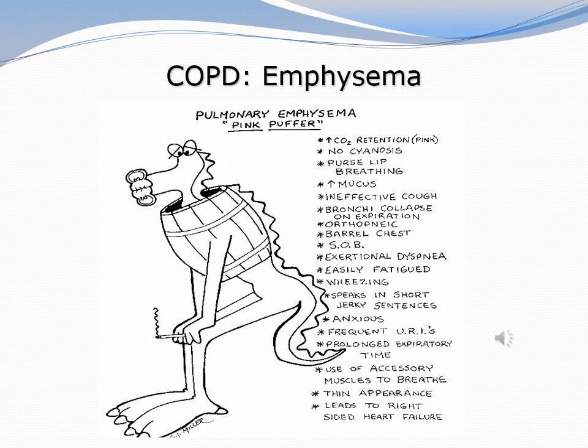As with the blue bloater, we also have a picture for our emphysema patients, and that is the pink puffer. So in these patients, they're going to be a lot thinner. You're going to have increased CO2 retention, which is going to cause them to be pink, which is where you get the pink puffer. They are not cyanotic like they are in chronic bronchitis. These are the patients who are going to be taught how to do the pursed lip breathing, which we'll show you a little bit later.